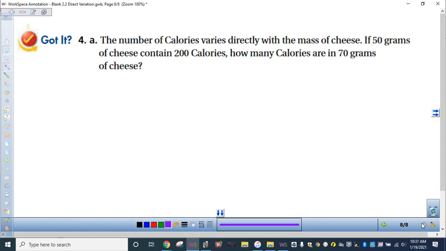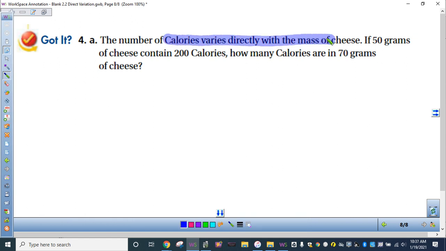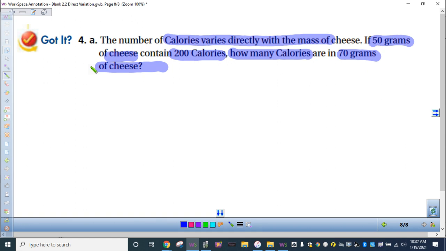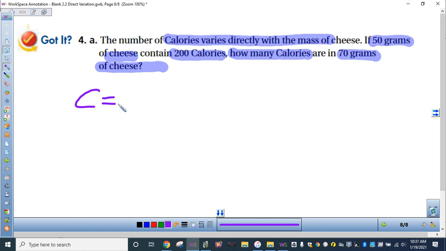Number of calories varies directly with the mass of cheese. If 50 grams of cheese contains 200 calories, how many calories are in 70 grams of cheese? Okay, so what do you write down? Calories vary directly with mass. We got 50 grams of cheese, 200 calories. We want to know how many calories are in 70 grams of cheese. So I'll give you a sec to write that down. You can try to write just a generic equation as well. We're going to use C for calories, M for mass.